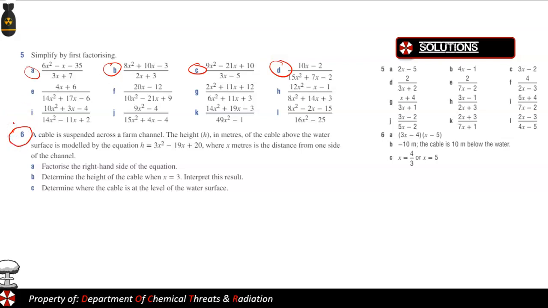So we're applying this concept. We want to factorize, determine the height of the cable when x equals 3. So that's some good substitution stuff, links to what we talked about last topic. And then determine where the cable is at the level of the water surface. So think about what that means mathematically. So have a go at those. Answers are on the right hand side if you want to check.